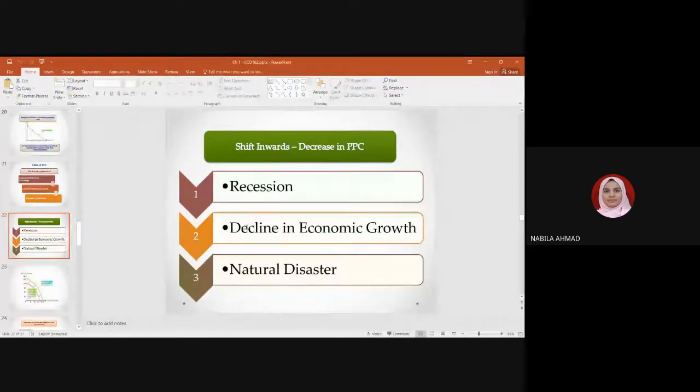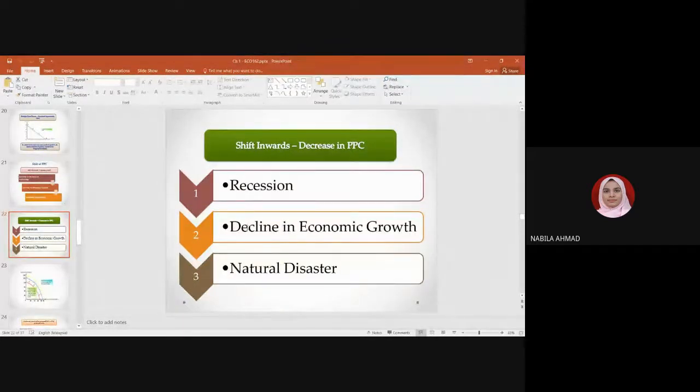Shift inwards tadi saya kata apa? Decrease in PPC. Right? Due to what? Due to recession, kegawatan ekonomi or decline in economic growth. So bila berlaku recession, tidak cukup duit untuk negara to produce more goods, and then unemployment will happen, berlaku pengangguran, tak ada orang yang boleh dapat bekerja. So production of goods and services will be decreased lah. Jadi PPC will shift inwards.